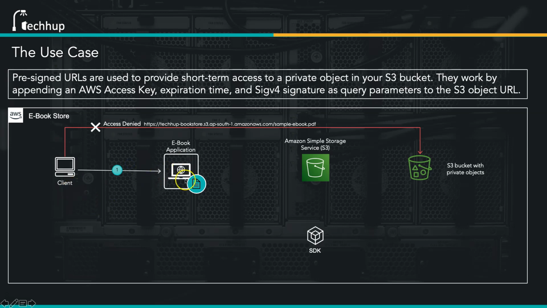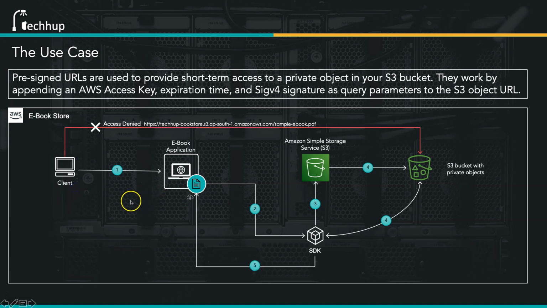The client requests the application. The application in turn connects to the SDK and sends a request via the SDK to the AWS S3 API, and then the API processes the request parameters to generate a signed URL for the specified object and returns it to the SDK. The SDK in turn returns it to the ebook application, and that's how the end user gets access to the specified object.